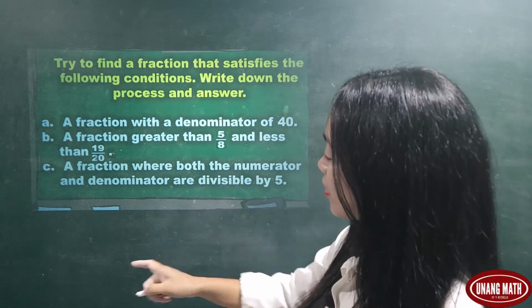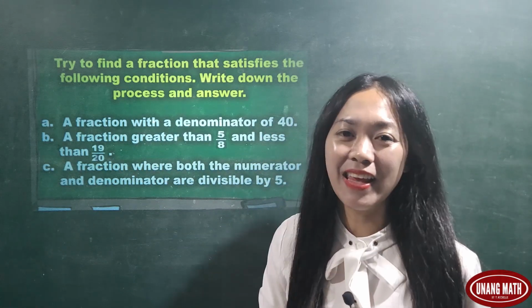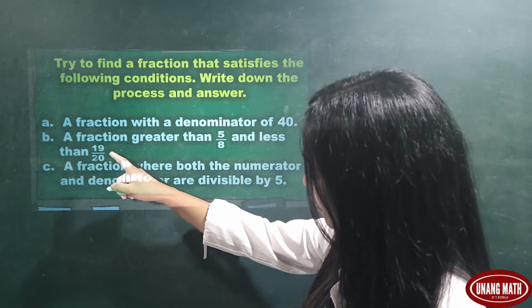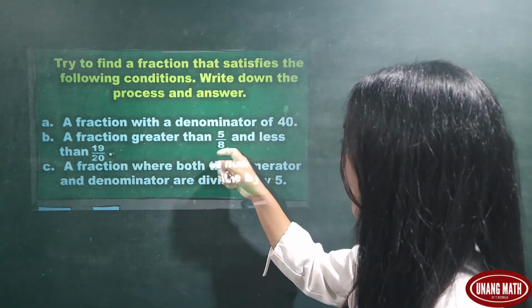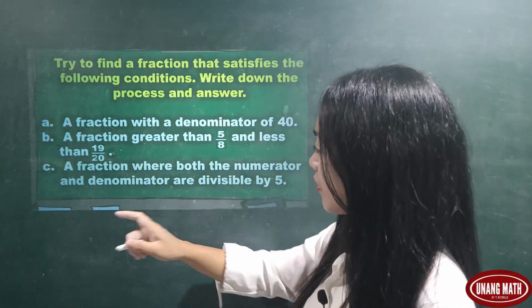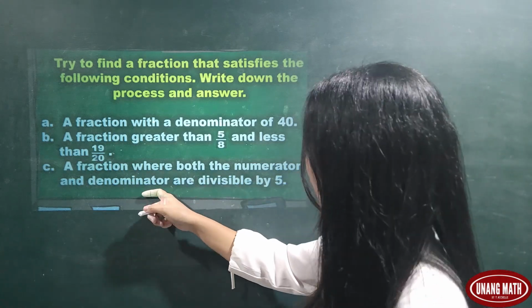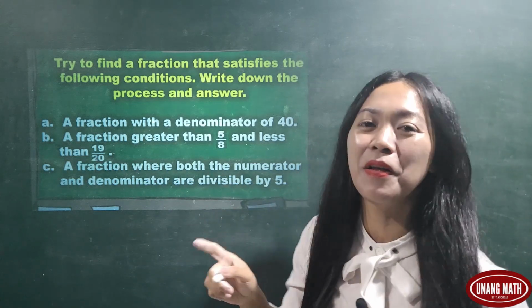Okay, first na condition, a fraction with a denominator of 40. Second condition, a fraction greater than 5 over 8 and less than 19 over 20. And third condition, a fraction where both the numerator and denominator are divisible by 5.